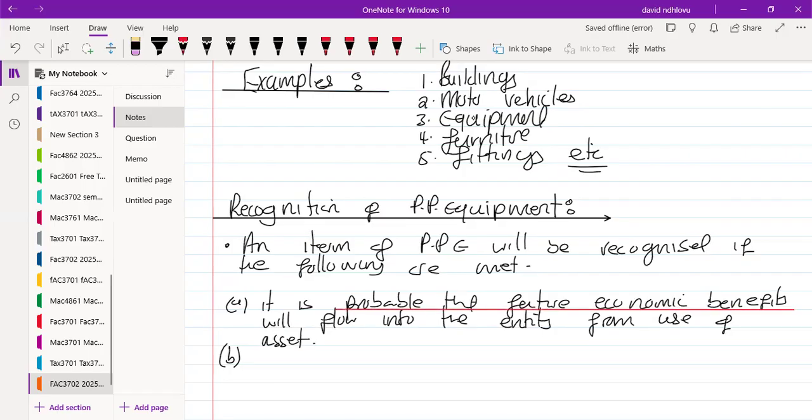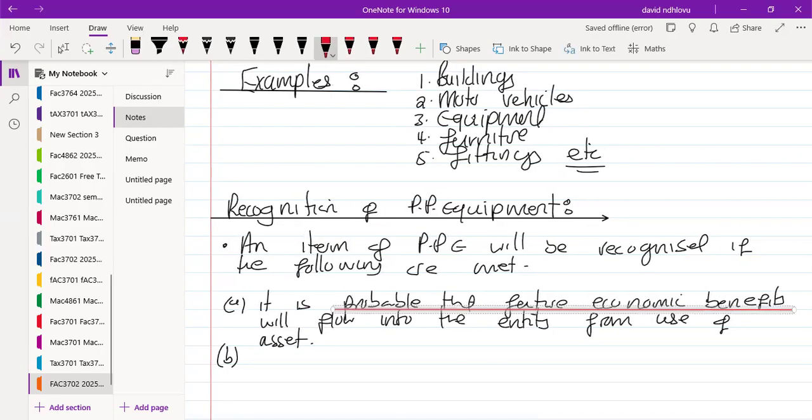Now, when you say economic benefits here, an asset or an item of property, plant, and equipment should be capable of generating these economic benefits on its own or in combination with other items that are readily available to the entity. Right? If I want to start a school-run business today and I buy a minibus, the minibus on its own will be able to generate economic benefits in the form of the bus fares that I charge my students.